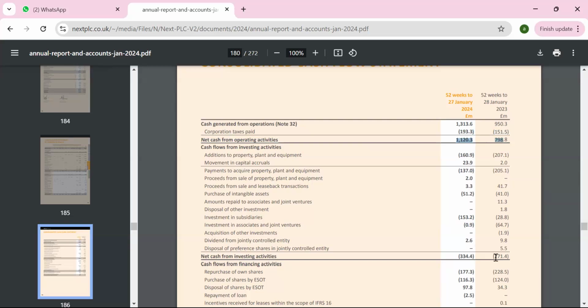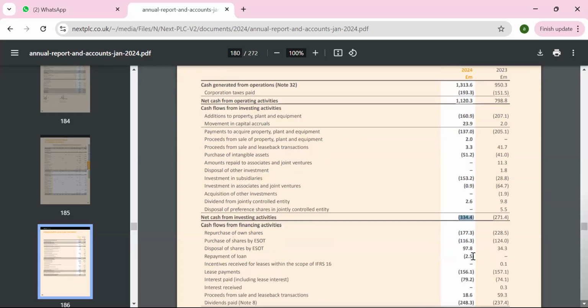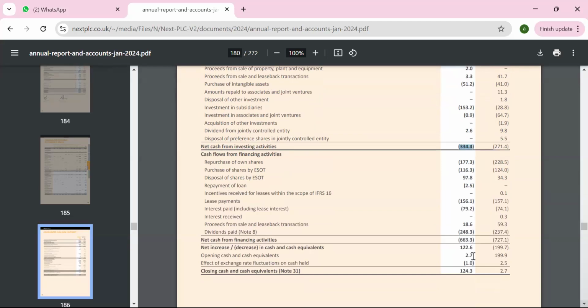Under investing activity, the cash went out from the business, 271 million, and now it went out because they have invested more in buying assets. The cash went out from the business. Financing activity means borrowing money, so they have borrowed money, the net financing activity money went out, under this 721 million, and this year went out 663 million.